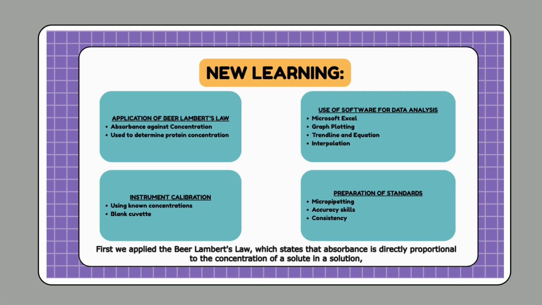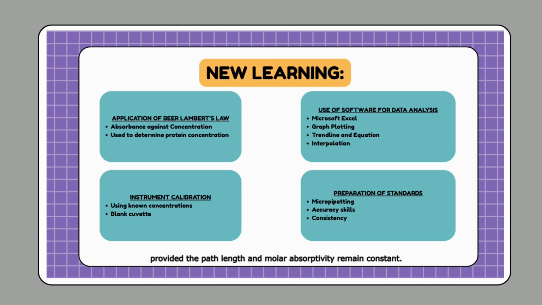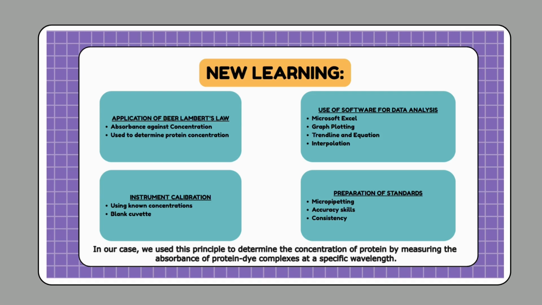First, we applied the Beer-Lambert's law, which states that absorbance is directly proportional to the concentration of a solute in a solution, provided the path length and molar absorptivity remain constant. In our case, we used this principle to determine the concentration of protein by measuring the absorbance of protein-dye complexes at a specific wavelength. This showed us how spectrophotometry can be used to quantify biological molecules in a solution, such as proteins.